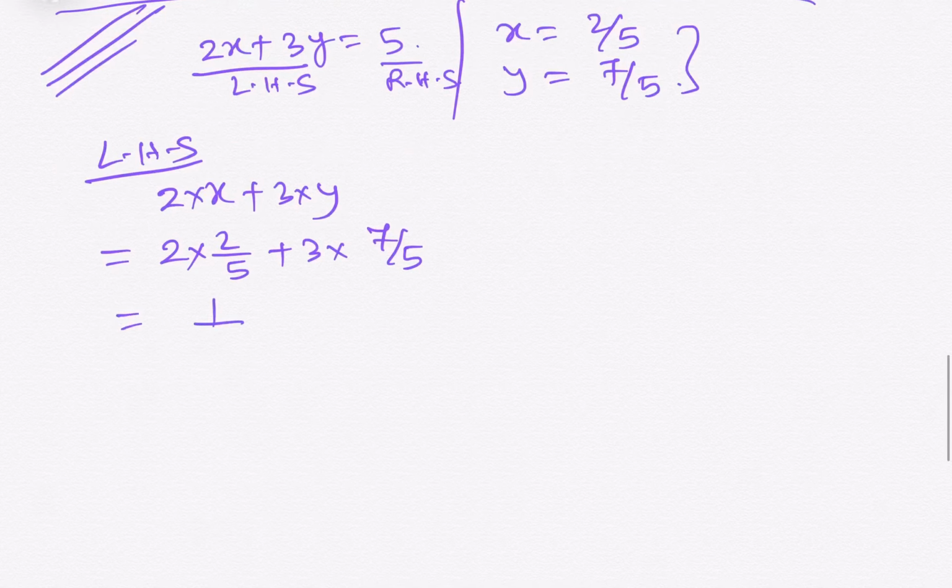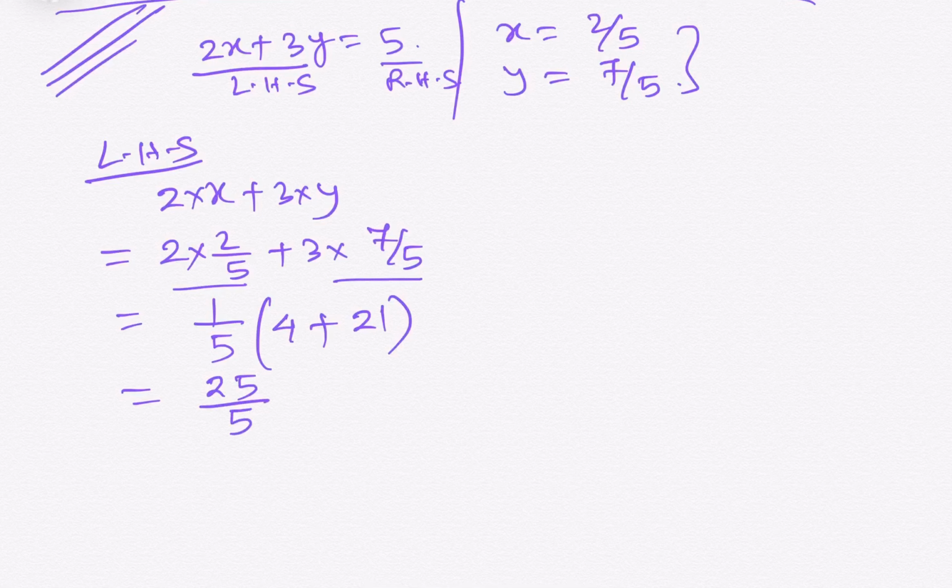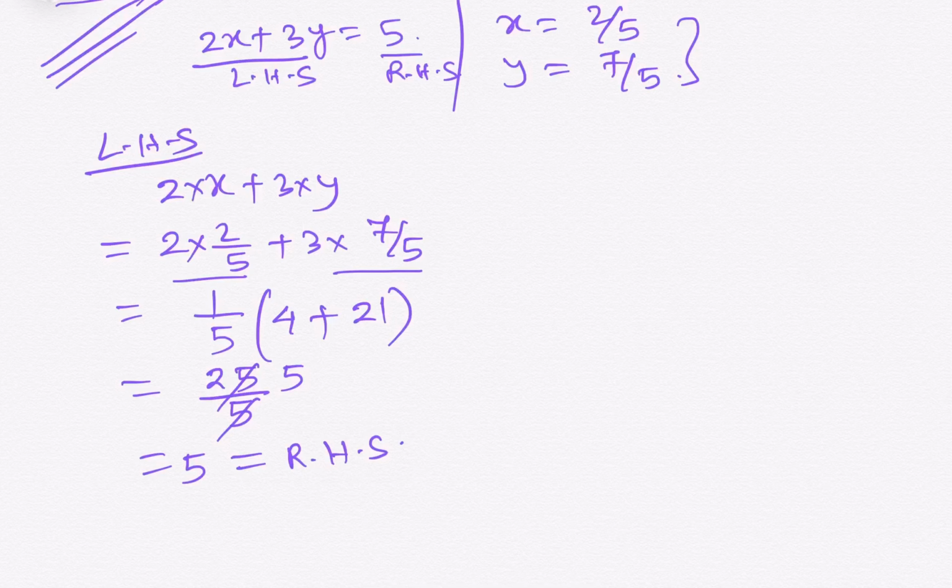Here the first term has 1/5 and the second term also has 1/5, so I take 1/5 common from both terms. 2 into 2 gives 4 for the first term and the second term is 21. So 21 plus 4, which is 25, divided by 5, equals 5. This is also equal to the RHS. So we see that the LHS part equals the RHS part, so our answer is correct.